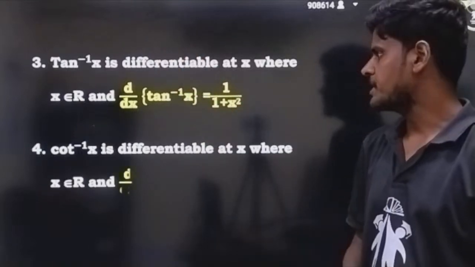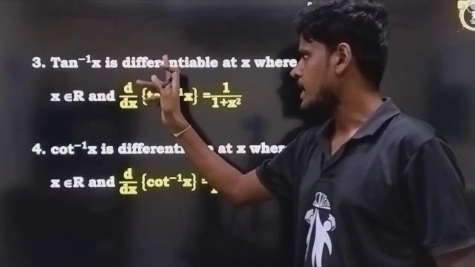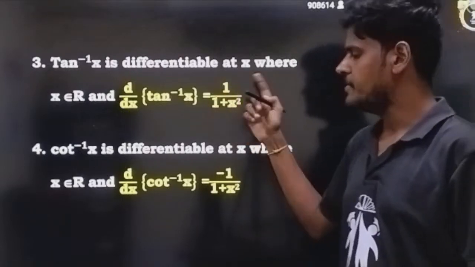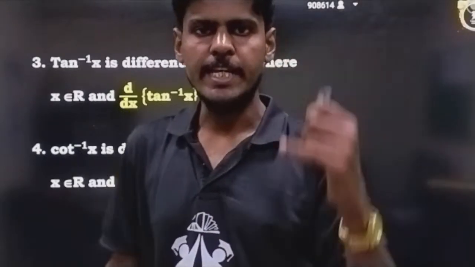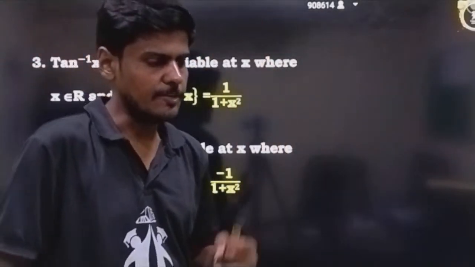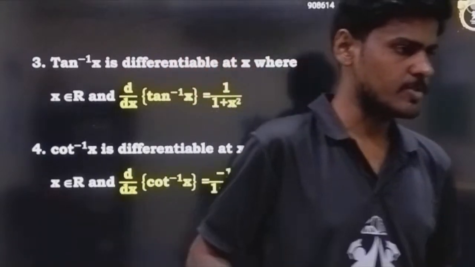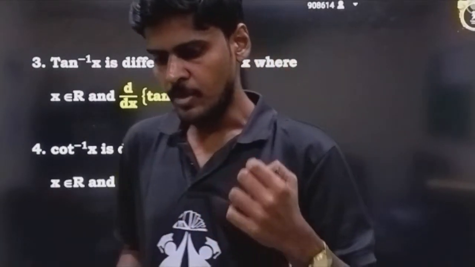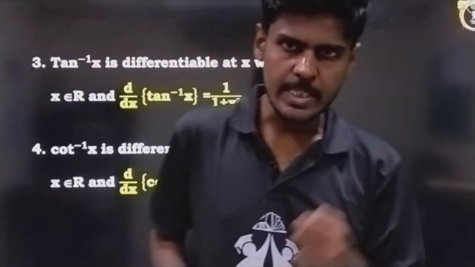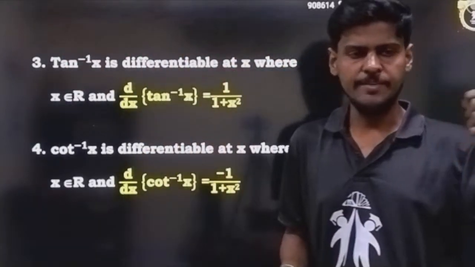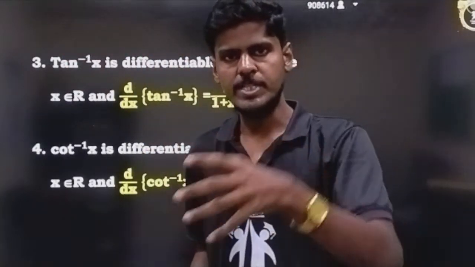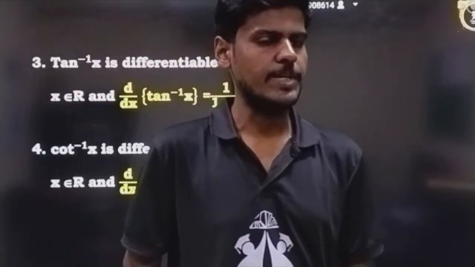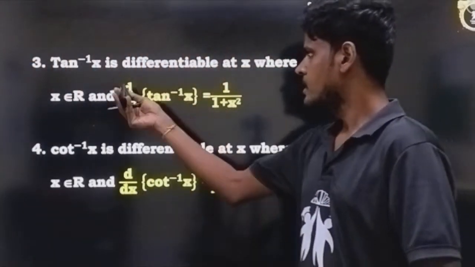Next is the derivative of tan inverse x. The derivative of tan inverse x is equal to 1 by 1 plus x square. This is very important, students. The derivatives of sin inverse x and tan inverse x are frequently used in many problems, so you should remember these two results very well. You should answer within 1 second just by looking: what is the derivative of tan inverse x? 1 by 1 plus x square. Derivative of sin inverse x? 1 by square root of 1 minus x square.